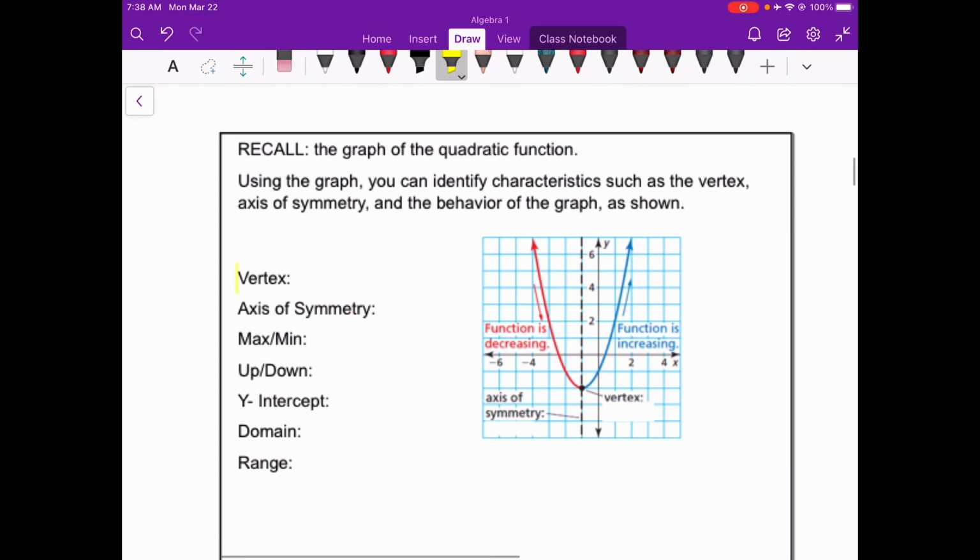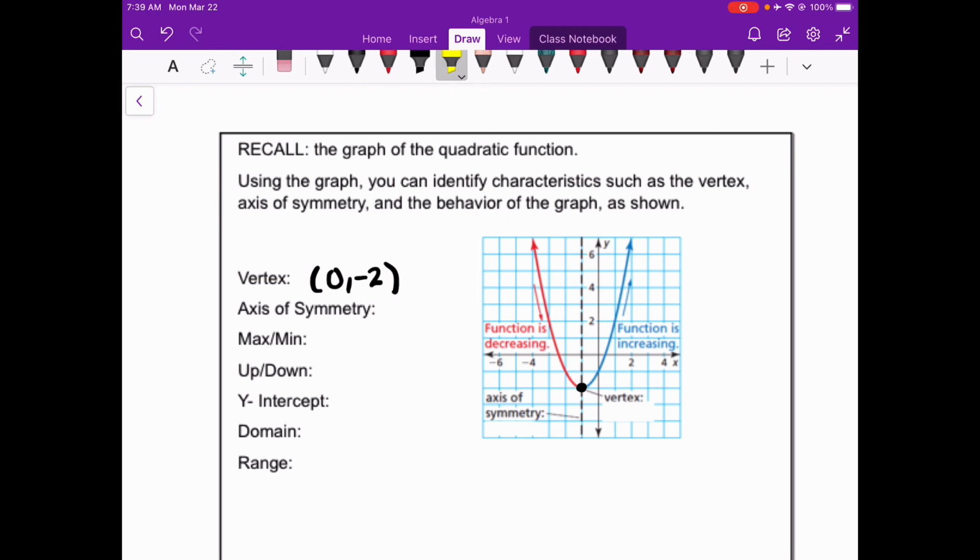Try these on your own. I'm going to go over them in the video right now, but we learned it in class, so it would definitely be beneficial for you guys to try on your own. All right? So, vertex. The vertex is what the graph is pointed to. The coordinate is 0, -2. Remember, you start with the x.